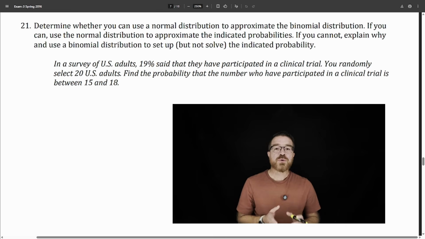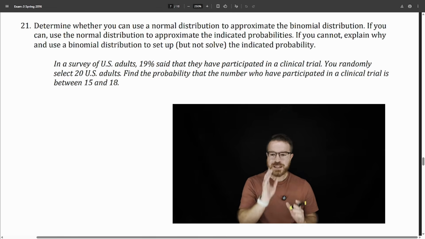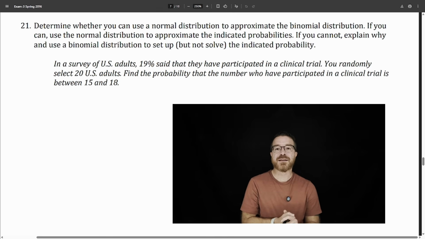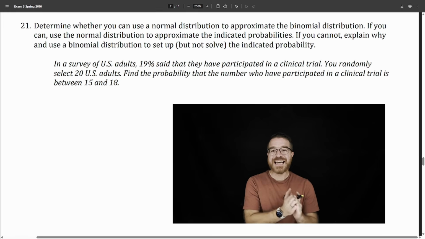Problem 21 says to determine whether you can use a normal distribution to approximate the binomial distribution. If you can, use the normal distribution to approximate the indicated probabilities. If you cannot, explain why and use a binomial distribution to set it up, but do not solve the indicated probability. So it says, in a survey of US adults, 19% said that they have participated in a clinical trial. If you randomly select 20 US adults, find the probability that the number who have participated in a clinical trial is between 15 and 18.